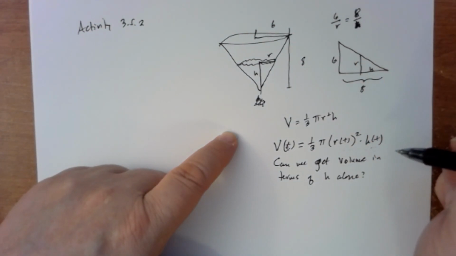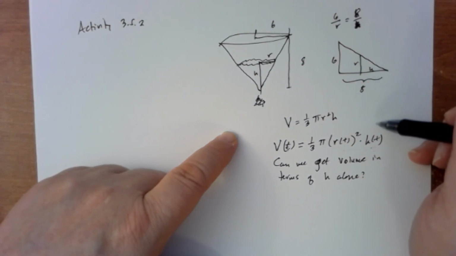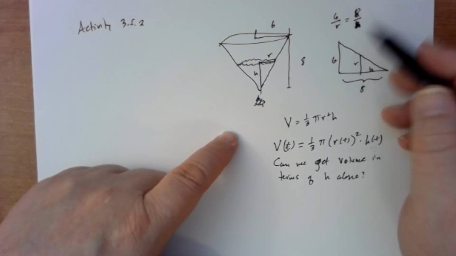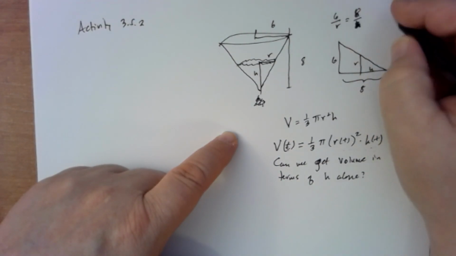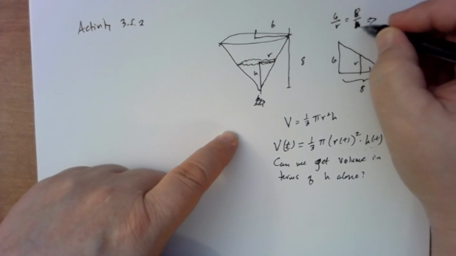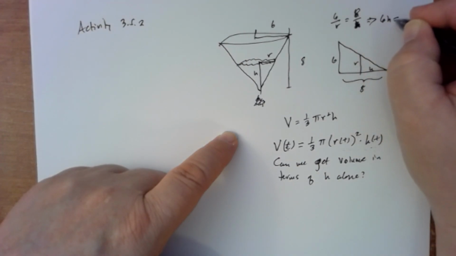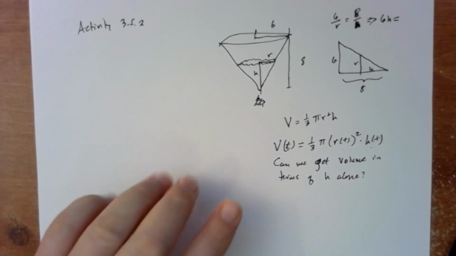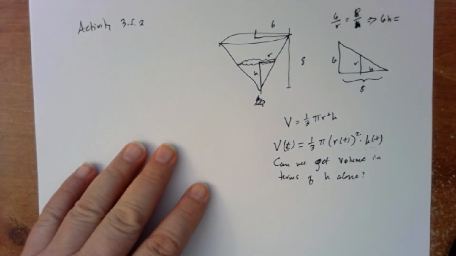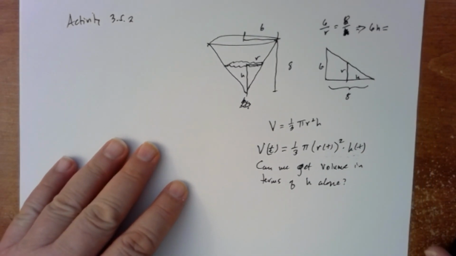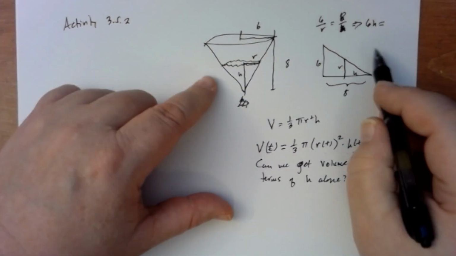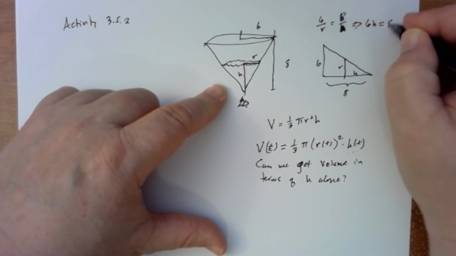Good. Let's see. I'd like to get a relationship between r and h, so let's go ahead and cross multiply here. And so that would be 6h equals... am I still on the page? Yes, I'm still on the page. Good. 6h is equal to 8r.